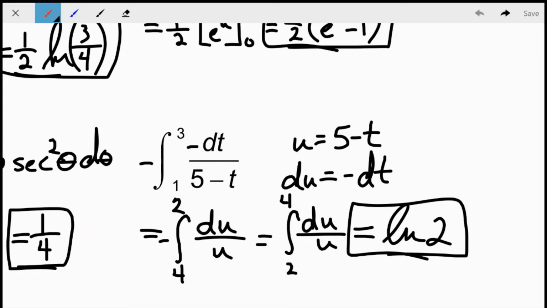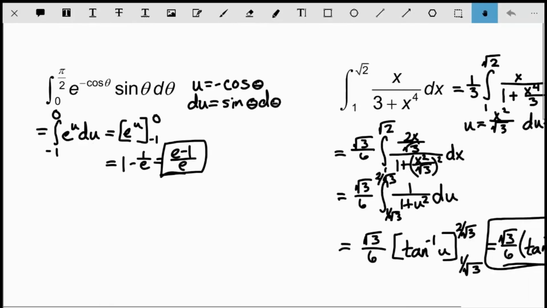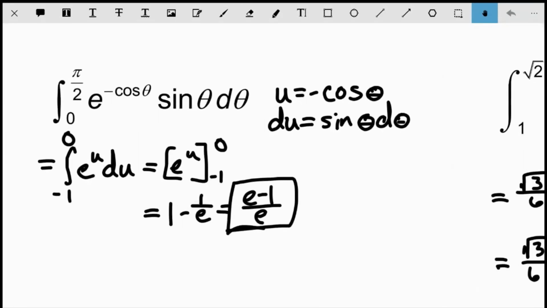But in the end, you're going to get the natural log of 2 for this one. So again, fairly simple. Okay, so here we had e to the negative cosine theta, sine theta, d theta. You can see that for this substitution, everything's already here that we need. So my u is negative cosine theta, my du is sine theta, d theta. And again, don't forget to change those limits of integration.